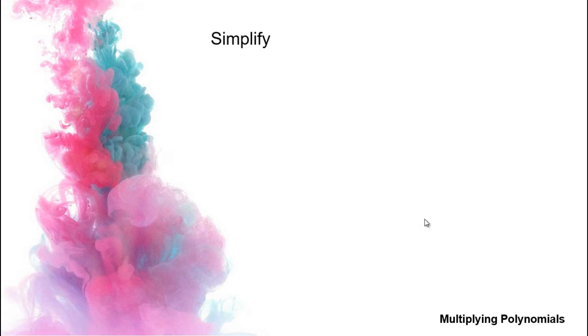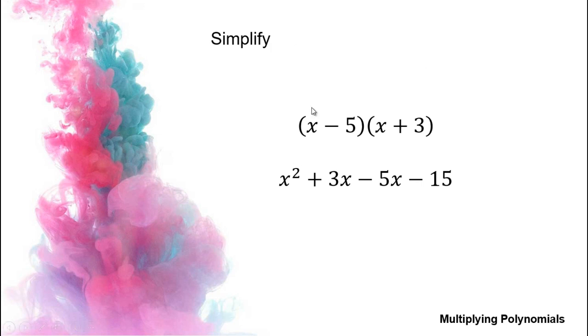Another, we have x minus 5 times x plus 3. Same FOIL method. x times x is x squared. x times 3 is plus 3x. Negative 5 times x is negative 5x. Negative 5 times 3 is negative 15. These two are similar terms, so we need to combine them. 3x minus 5x is negative 2x, so the answer is x squared minus 2x minus 15.